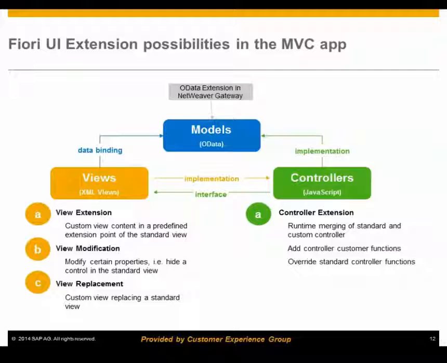The extensibility possibilities that we have on the view are the following. We can extend the view, and extending a view means that in the standard Fiori application there are different extension points, something like a user exit. So that allows us to implement at specific points in the application additional code. For example, we can add a field, we can add a button, and so on.